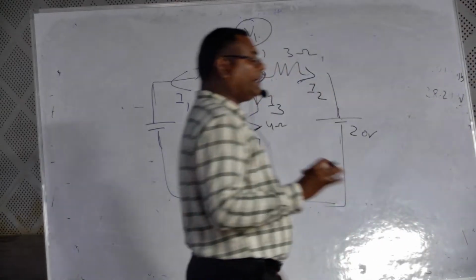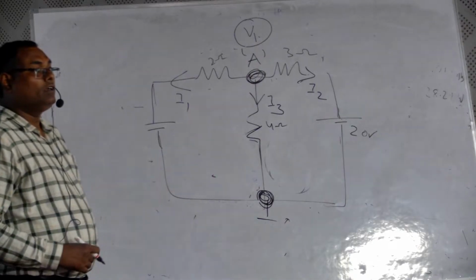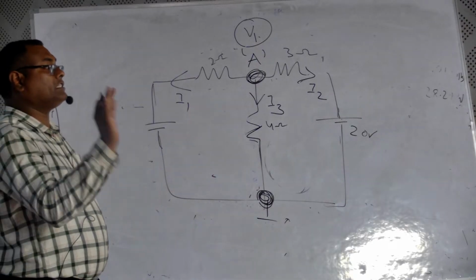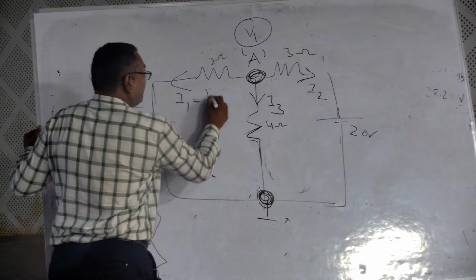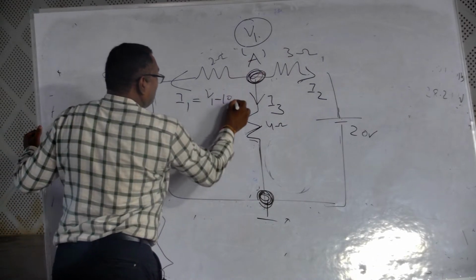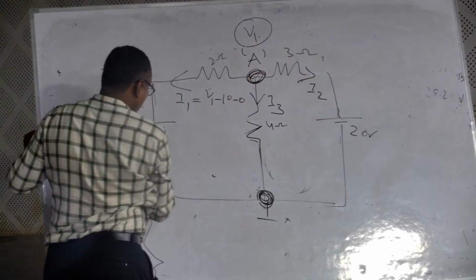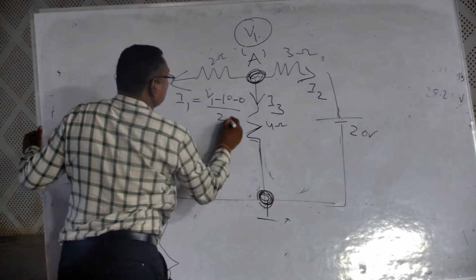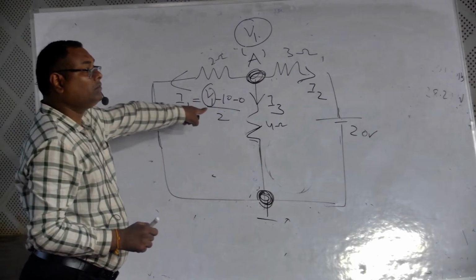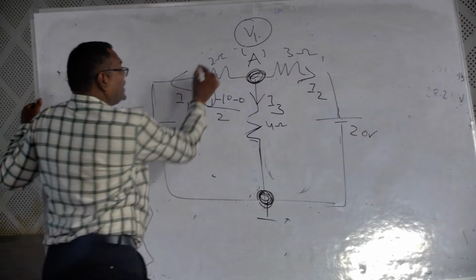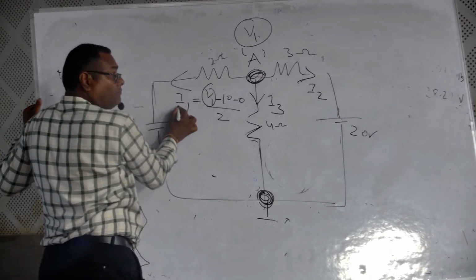Right. After getting the unknown voltage V1, now we have to find the branch currents. Now tell me, what is this branch current? I1 is equal to V1 minus 10 minus 0 by 2. You already know V1, substitute it.